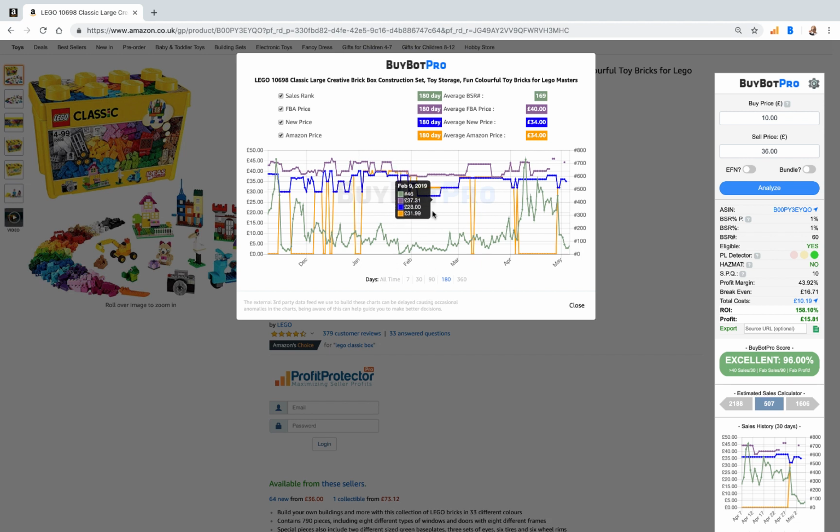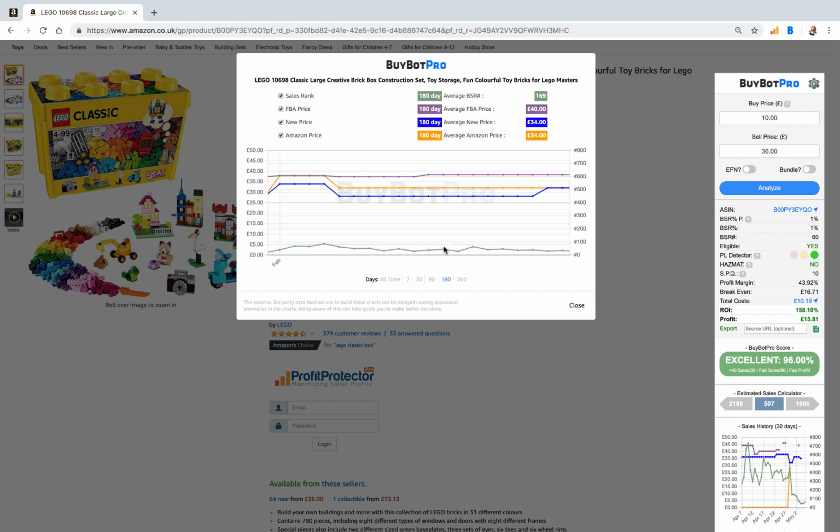You can hover anywhere and it will give you the information for that particular date. So anywhere you want to hover, you'll get the information for that date, so you can be very specific about where you want to look. And if there's a certain area of the graph that you want to look at, you can click and drag and expand the graph to look at that area.